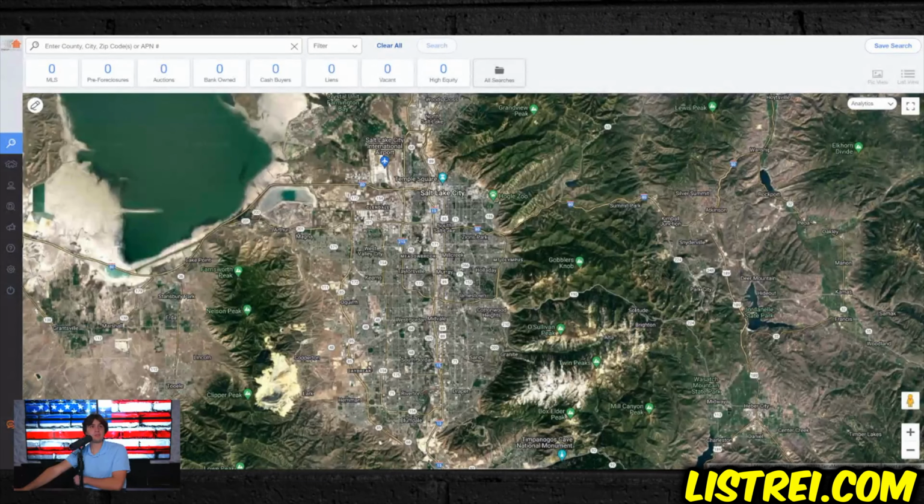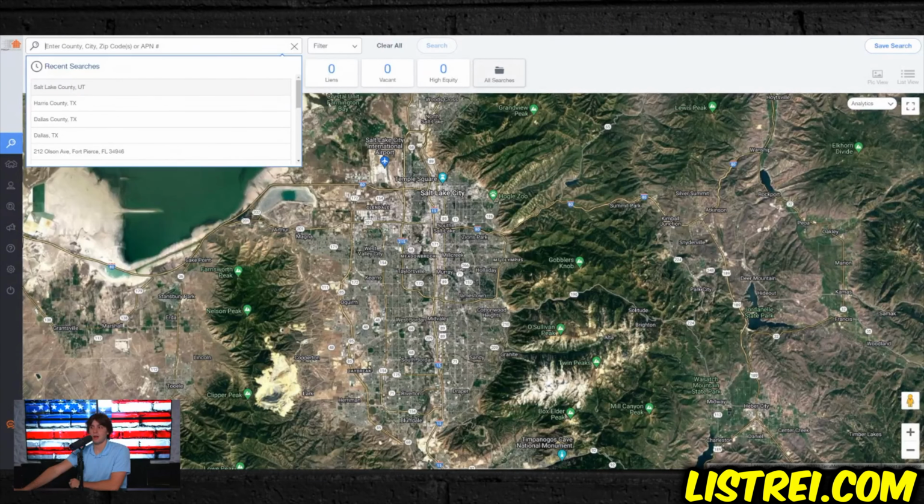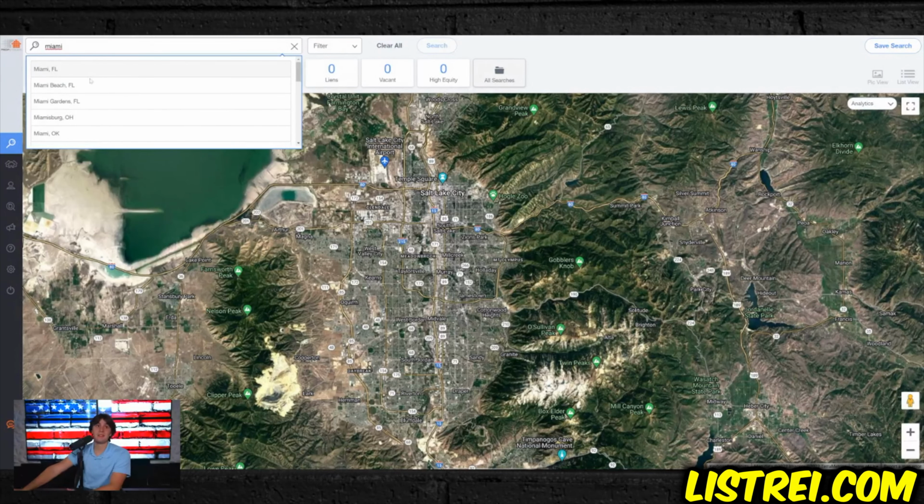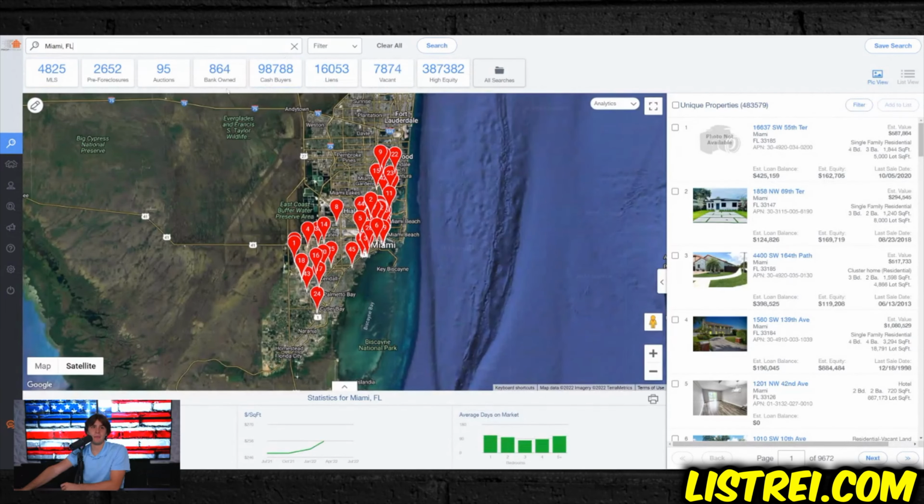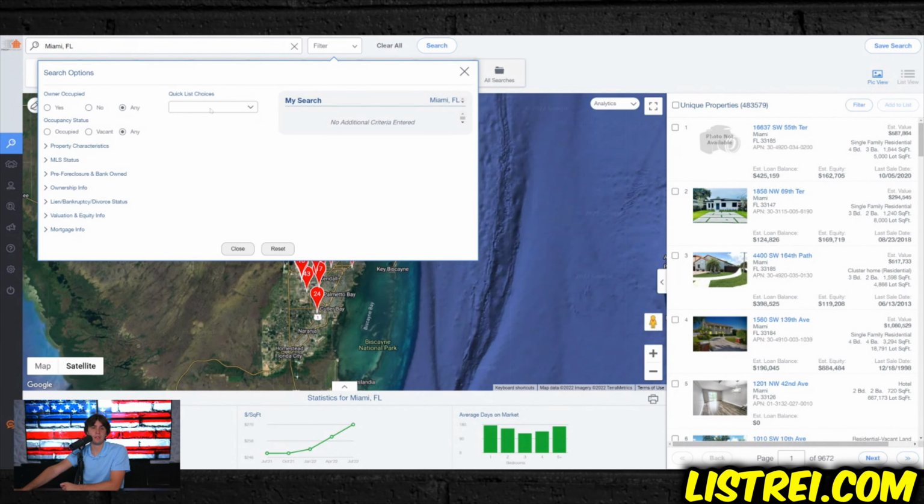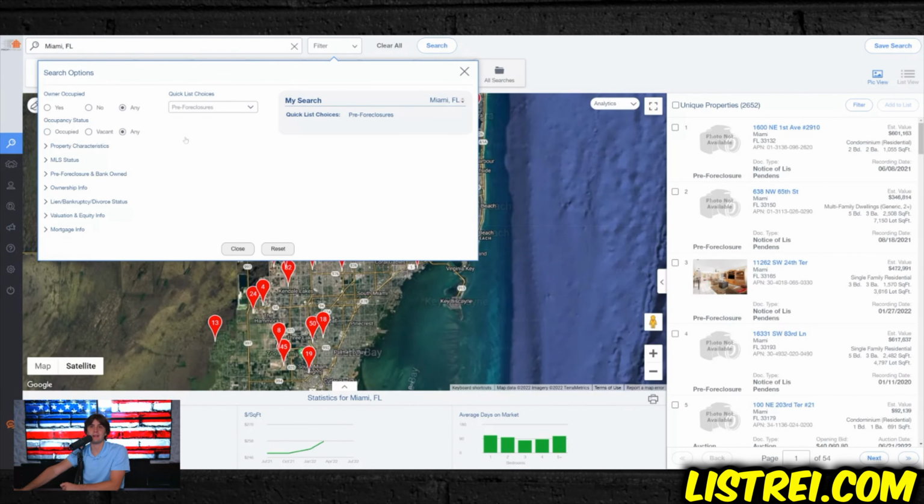Now, the next one I really like here is pre-foreclosures. So if I just go to Miami, now Miami's not the best wholesaling market, but Miami's not bad. So we're going to do Miami. I'm going to filter, I'm going to quick list here, and I'm going to go to pre-foreclosures. It's going to be right here. These are people who are basically behind, more or less, 2, 3, or 4 payments on their mortgage.